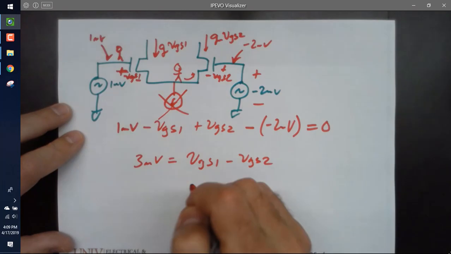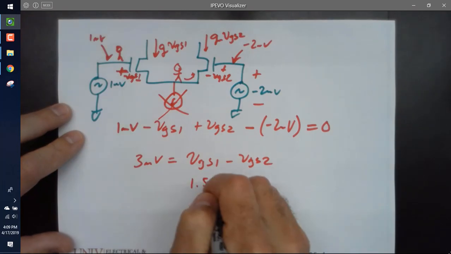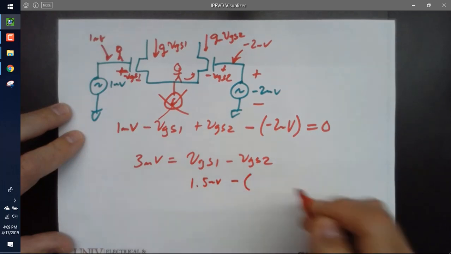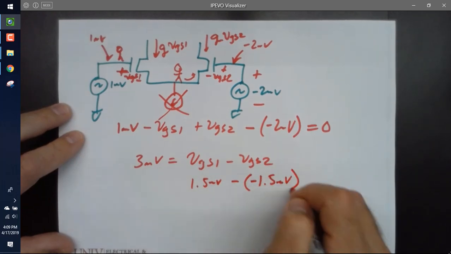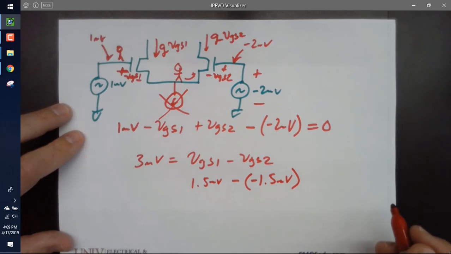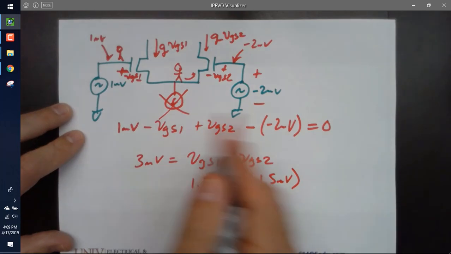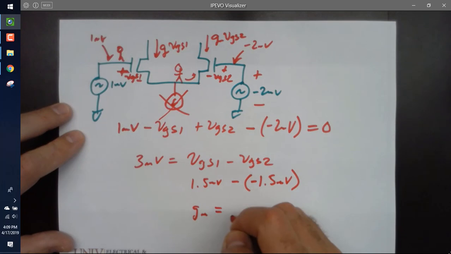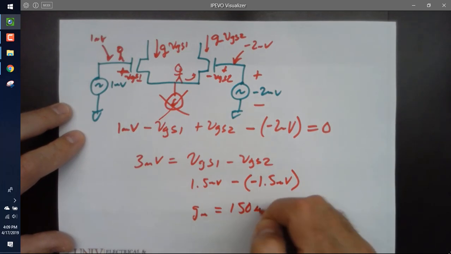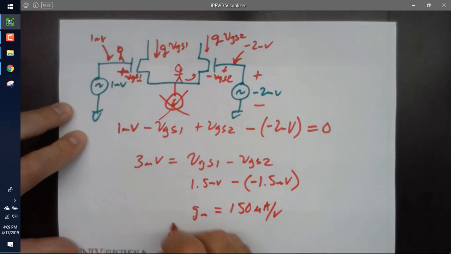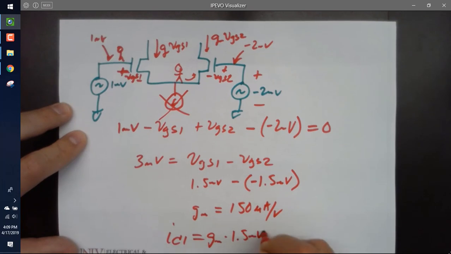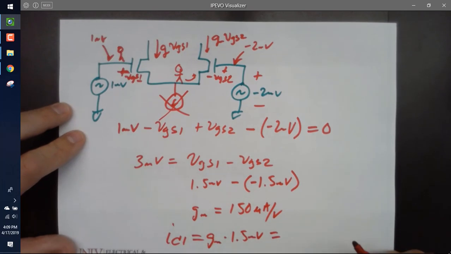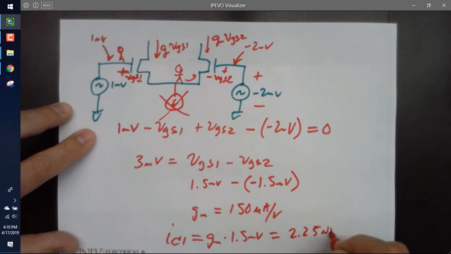So what is VGS1 equal to? And what is VGS2 equal to? Anybody follow that? And I can know that gMs are what? And so ID1 equals gm times 1.5 millivolts, which equals 2.25 nanoamps.